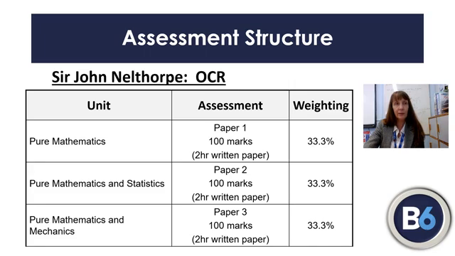On the slide now you can see how the weighting for the three different papers are split up on the OCR paper. So 2 hours each paper, taken at the end of the 2 years. The first paper is purely on pure maths. The second paper is about half and half pure maths with statistics, and the third paper again is half and half pure maths, and this time with mechanics.